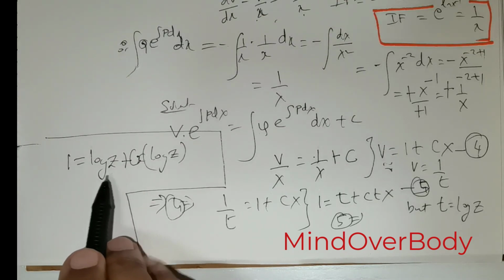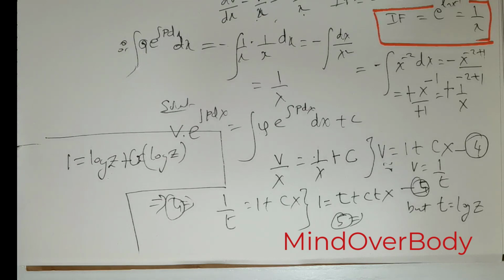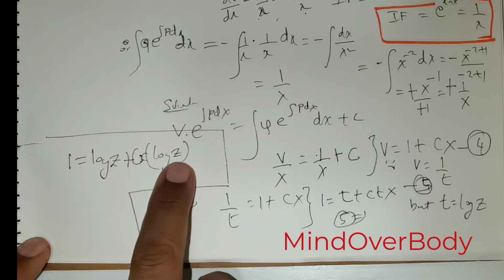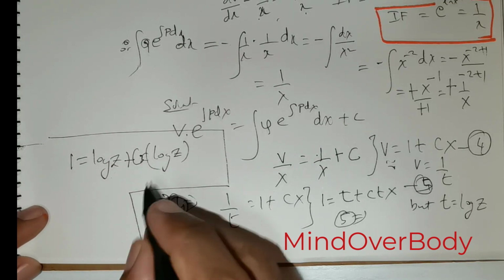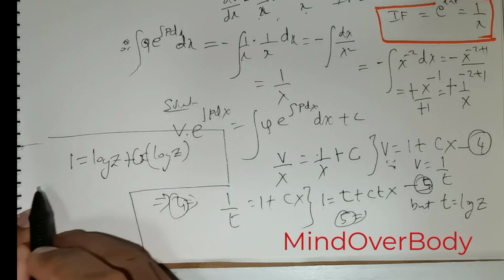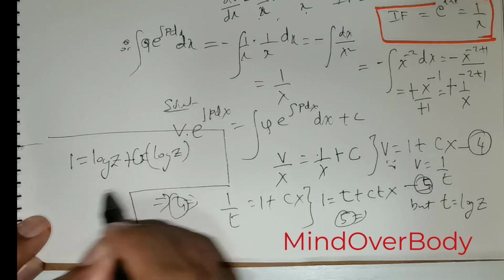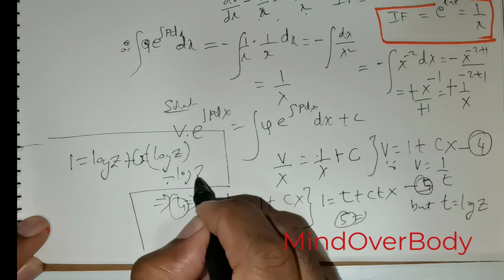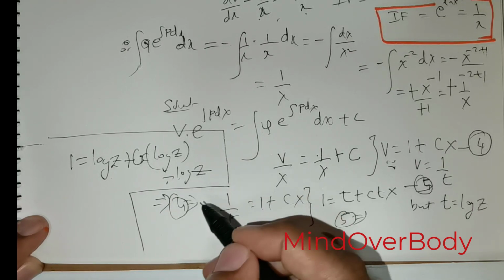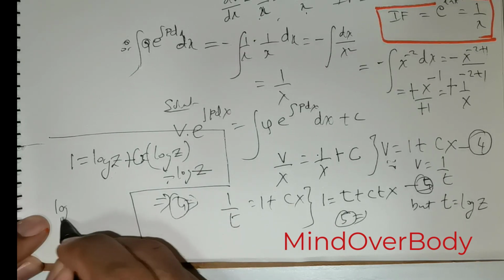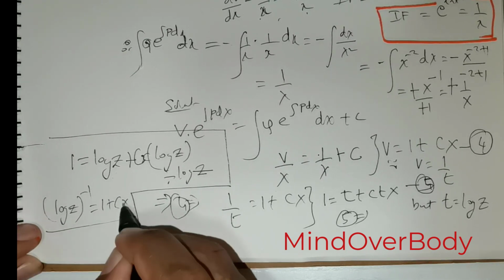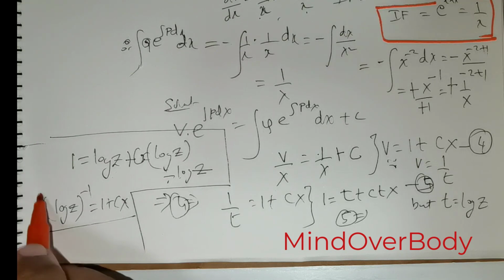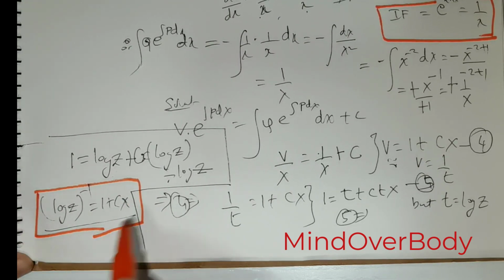If you are not inclined to have the x, we can move this. In fact, if you are not interested in having this log z here, we can get rid of it, because it is with the constant term. The best way to get rid of it is to divide both sides by log z. Then this would give me log z raised to the power of negative 1 is equal to 1 plus c times x. So this is a good place to stop, and that would be the solution to our question.